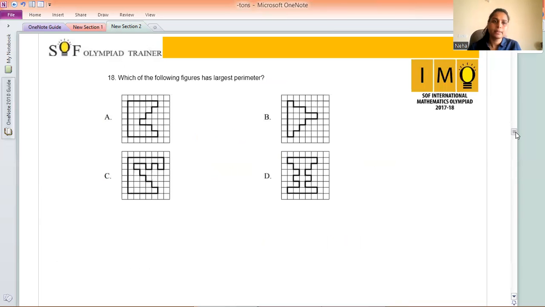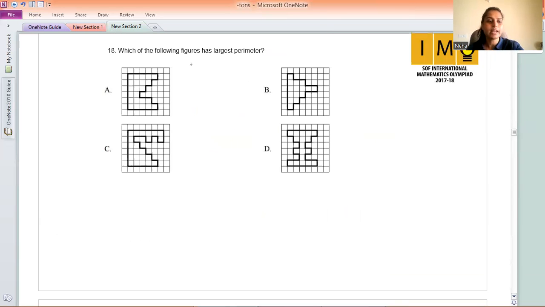Okay. The next one. Which of the following figures has the largest perimeter? So I have to find the perimeter here, students. For perimeter, I suggest that the side of one small square is always equal to 1. Now what is perimeter? Perimeter is the length of the outer boundary. So what I can do here is just count the length of the outer boundary.